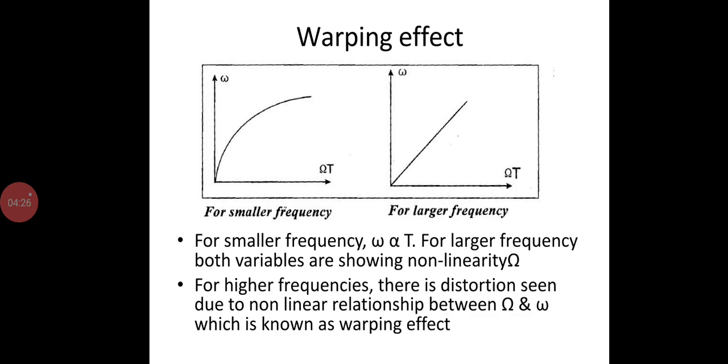For smaller frequency, omega is directly proportional to capital T. In the case of larger frequency, both variables show nonlinearity. That is, for higher frequency, there is distortion seen due to the nonlinear relationship between the analog omega and digital omega, and this is said to be the warping effect.